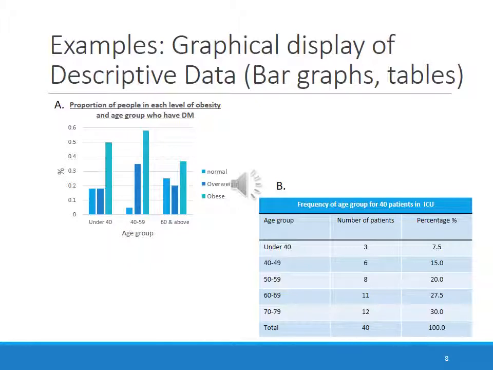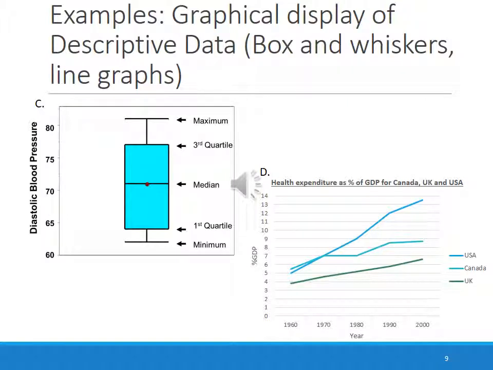This is an example of how we can visually display the data to describe how the findings look. Diagram A tells us the proportion of people in each level of obesity and age group who have diabetes. Diagram B tells us the frequency of age group for 40 patients in an intensive care unit at a hospital. Here are more examples to graphically describe your data. Figure C shows the distribution of diastolic blood pressure in a population we study. It divides the data into quartiles. Figure D is an example showing the health expenditure as percent of GDP for countries from 1960 to year 2000 in a line graph.